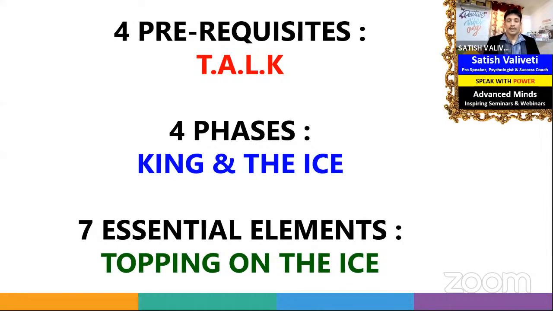Good. Among these, the first one we already have covered, the 4 prerequisites. We understand now how to get clarity before we speak by TALK. Right now, we are in the 4 phases area. We have done the KING phase already. We know what to do even before we speak, and we know why it's called the KING phase. Now we move to ICE: introduction, core, and ending. And right now, friends, we are learning how to do a great introduction. So right now we're doing the introduction part.